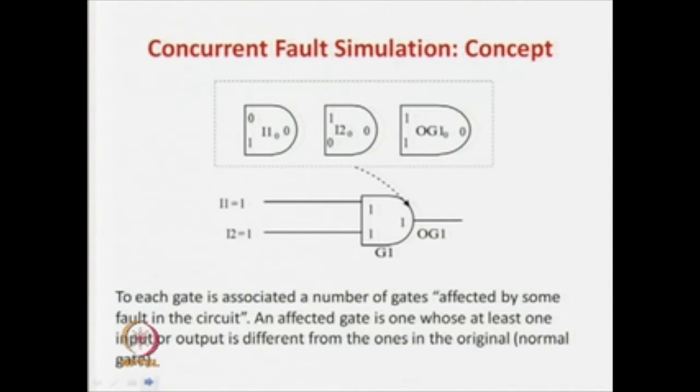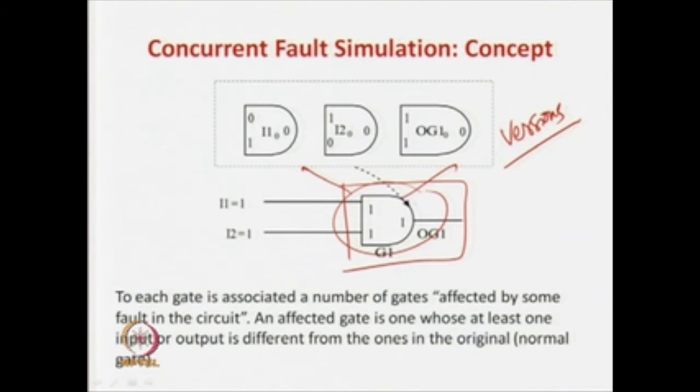Now you will see the basic concept of concurrent fault simulation. Let us take an AND gate, and you apply 1 1 and the answer is 1. First you have to draw this normal condition. Then we have to draw some versions of this gate which are affected by different types of faults. For example, if input I0 I1 is stuck at 0, that is, if this net is stuck at 0, you apply 1 1.